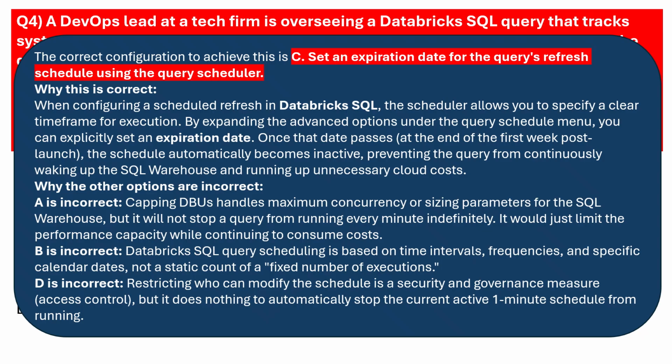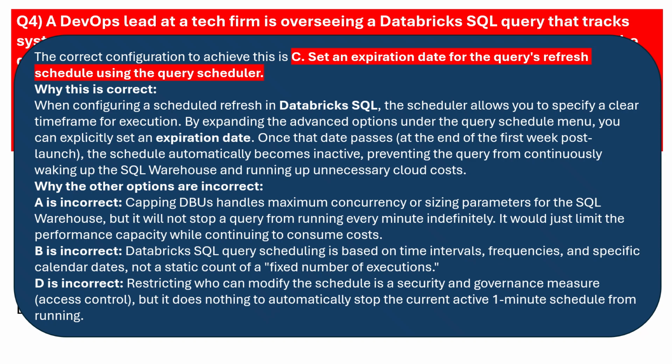Why is this correct? When configuring a scheduled refresh in Databricks SQL, the scheduler allows you to specify a clear time frame for execution. By expanding the advanced options under the Query Schedule menu, you can explicitly set an expiration date. Once that date passes, at the end of the first week post-launch, the schedule automatically becomes inactive, preventing the query from continuously waking up the SQL warehouse and running up unnecessary cloud costs.